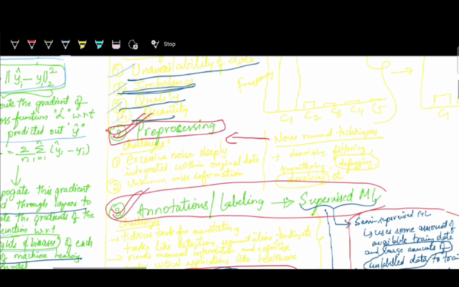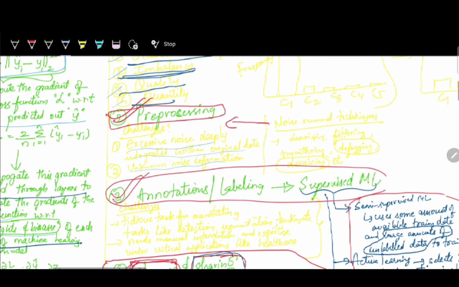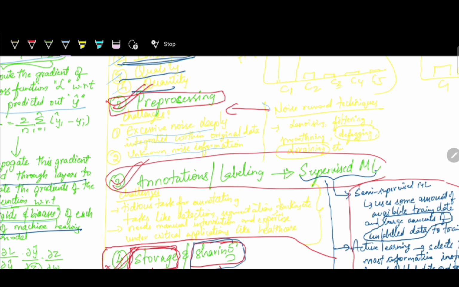Then the next step is pre-processing, where the challenges involve excessive noise deeply integrated within the original data, and we also have a challenge of unknown noise information. Then we have techniques to overcome this challenge like denoising, filtering, smoothing, defogging, deraining, and so on.